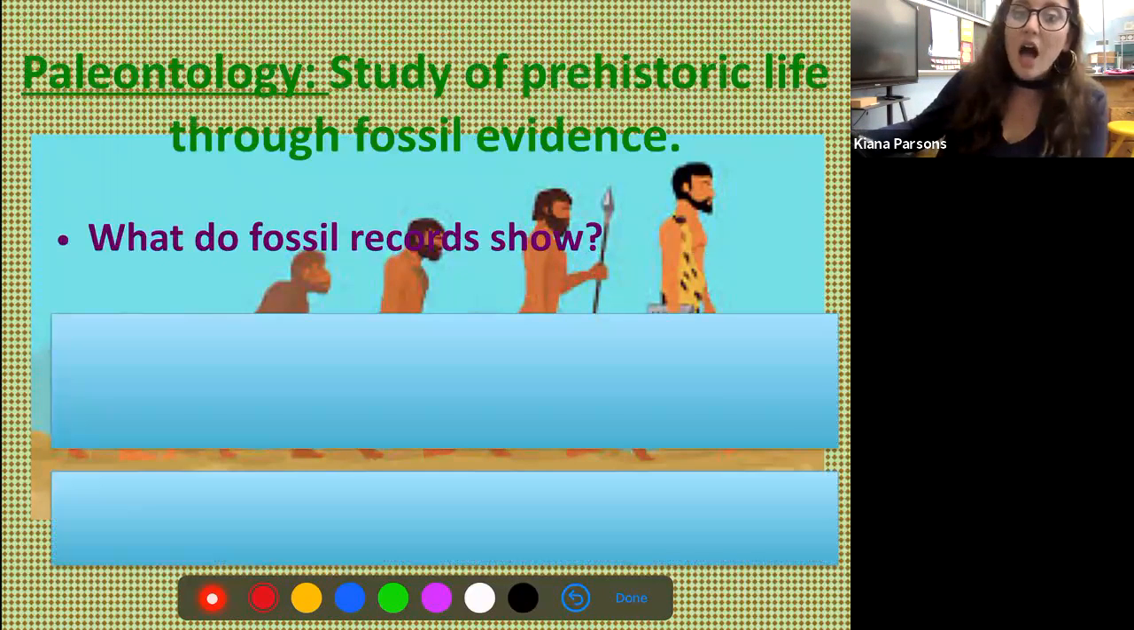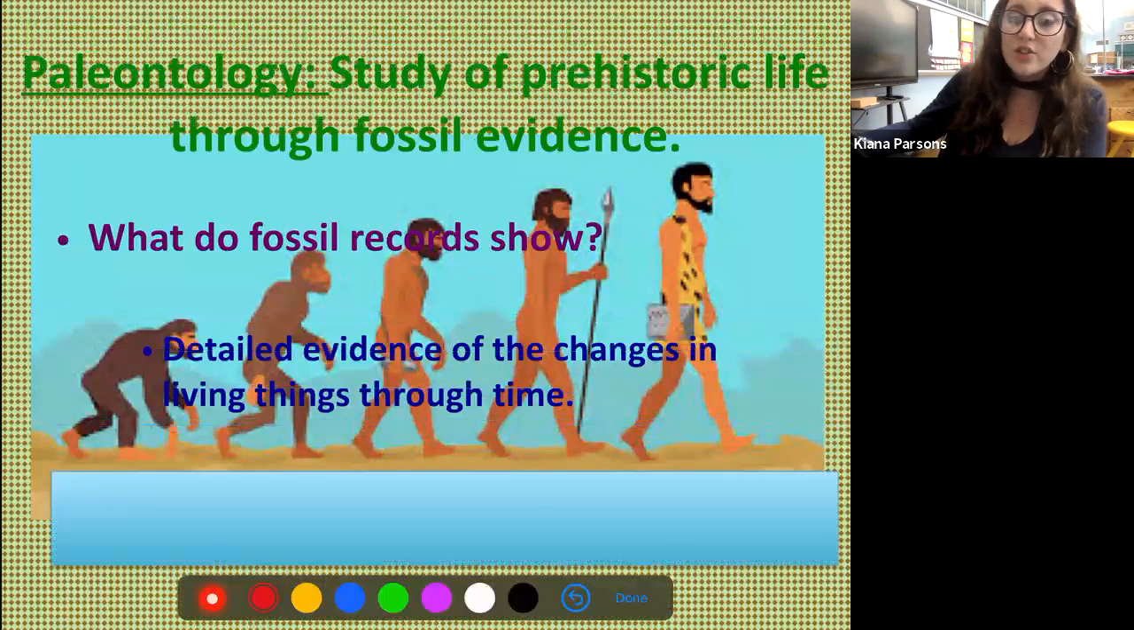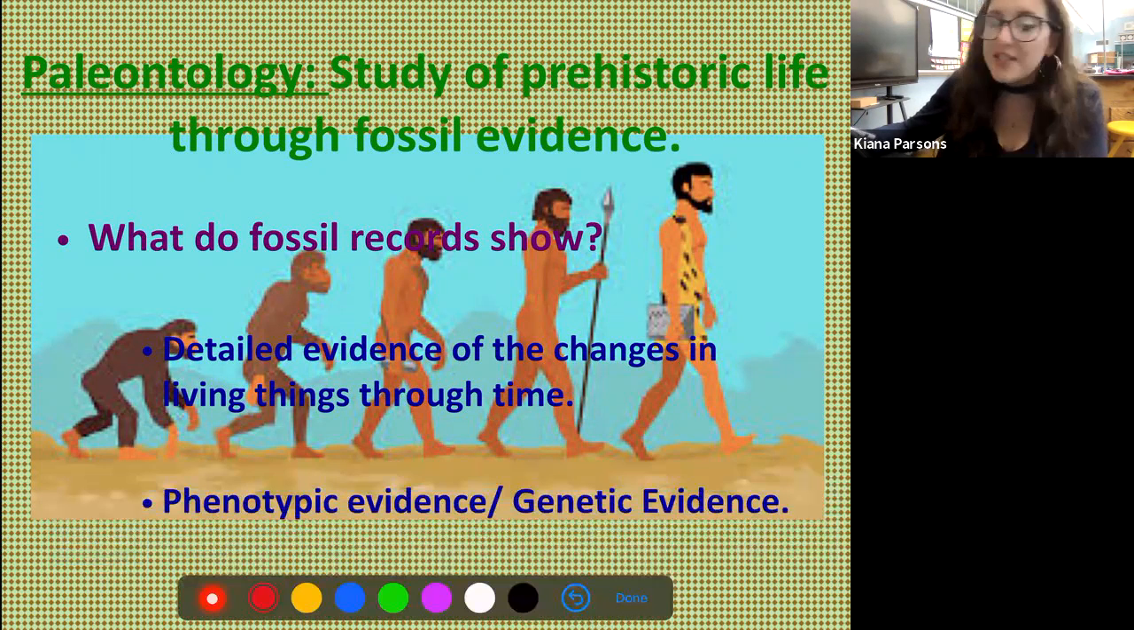All right, paleontology, study of prehistoric life through fossil evidence. What do the fossil records show? Detailed evidence of the changes in living things through time. And this is phenotypic evidence and genetic evidence.